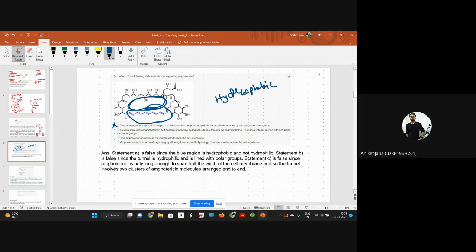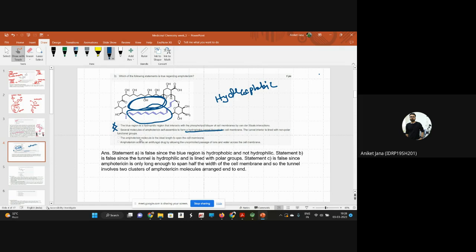So is this cavity hydrophobic or hydrophilic? Hydrophilic, exactly. Some OH groups are there in the tunnel. So definitely the tunnel is hydrophilic in nature. Okay, so this is also false. To form the hydrophobic tunnel, this is not true.